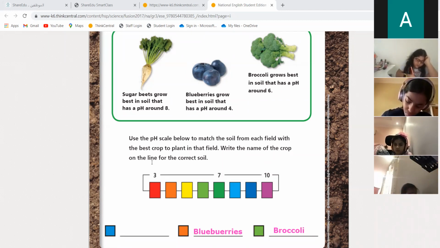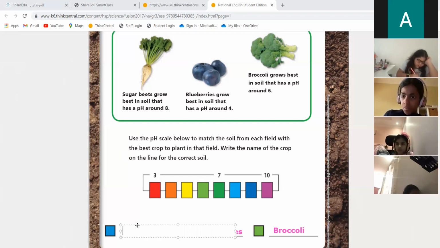Teacher, I want to answer. Okay, answer. Sugar beets grow best in soil that has a pH around 8. Of course, it's the blue. So it is sugar beets.